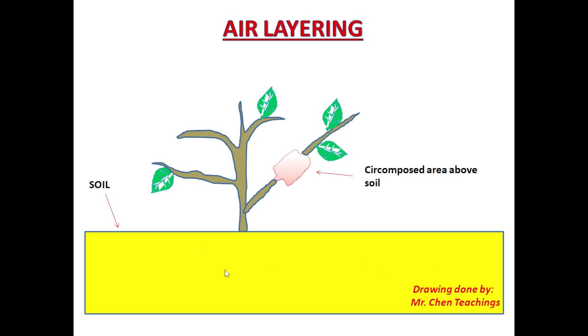So this yellow structure here is the soil. So with this area here, the sawdust or the peat moss is added here for the stem to grow the roots. Notice, not in the soil.